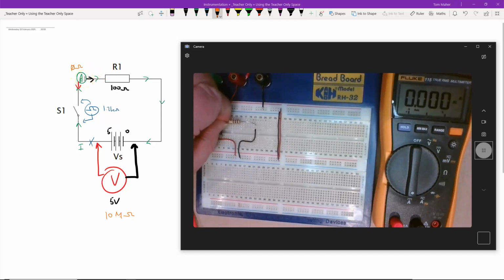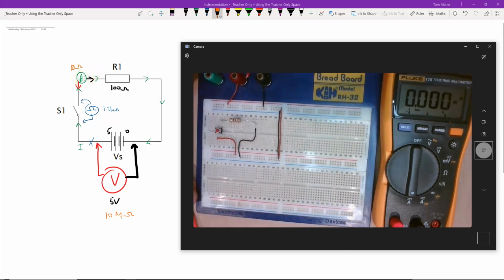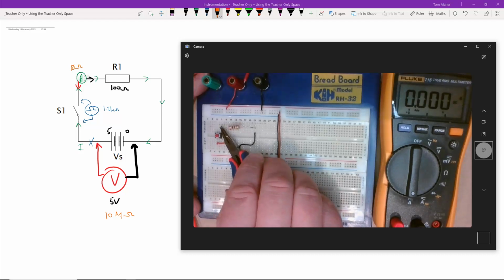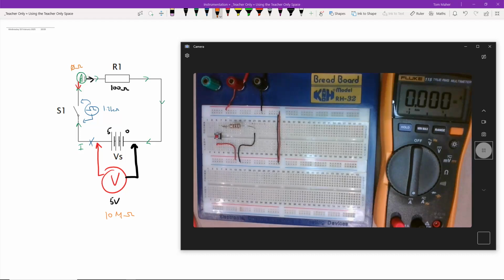So we're going to move this resistor. I'm going to pop it out. I'll just use this slide here so you can better see what I'm doing. I'm just going to move it over here a little bit and pop it in there. So I've just got a little gap.